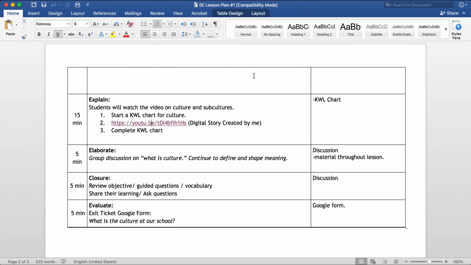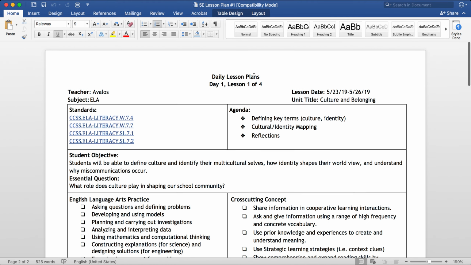So for closure, you have all of their discussion and their paperwork, but you could ask them some guiding questions again, like, what is culture? What do you see as culture? What are some non-negotiables for you? And things like that. So exit ticket: what is the culture at our school? Again, narrowing down that world, what is school? If you don't have access to a Google form, you could easily do half sheets of paper or have students write it on a piece of paper and turn that in. And that would be the completion of lesson 1.